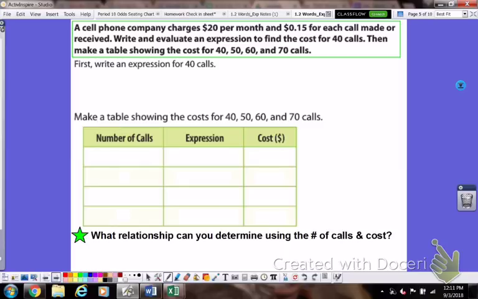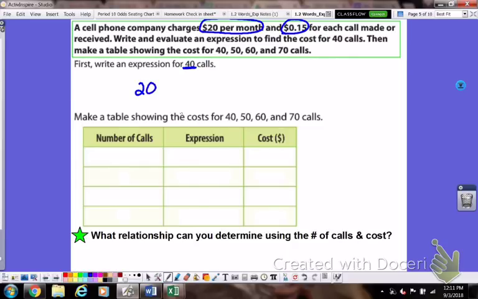Let's take a step back and think about what we know. We know that they are charged $20 per month, regardless of the number of calls that were made and received. And then 15 cents for each call made. Now we want to find an expression for 40 calls. So we know that they're charged $20. So we know we're going to start with $20.